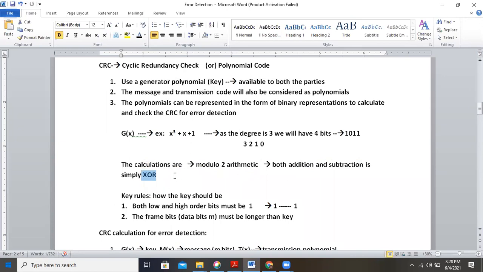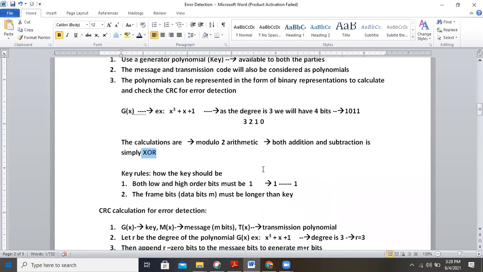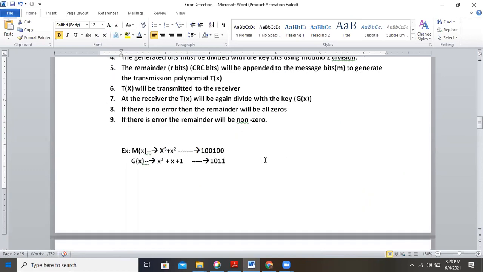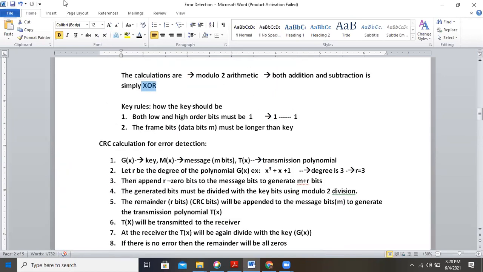XOR means what? If you have both ones, what are you going to get? I should not tell, somebody has to answer me. What is XOR operation? Can anybody answer? You have already completed AND operation, OR operation, XOR operation. So what is XOR operation? If both are ones, what is the value? If both are zeros, what is the value? If either 1 or 0, what is the value?